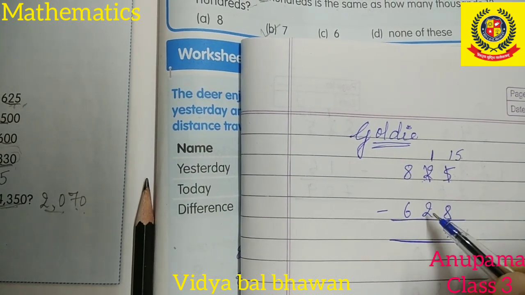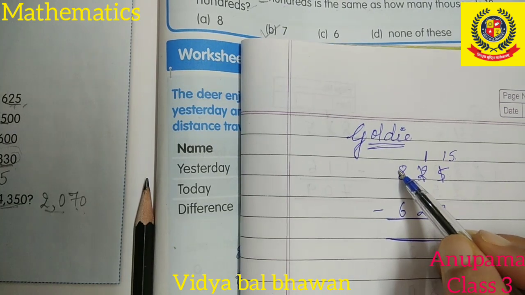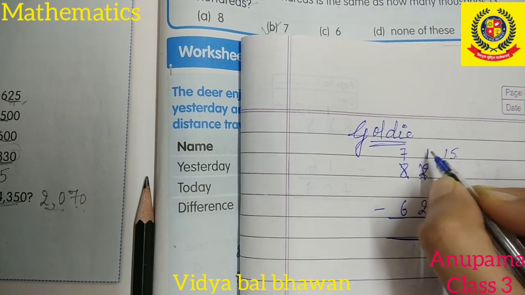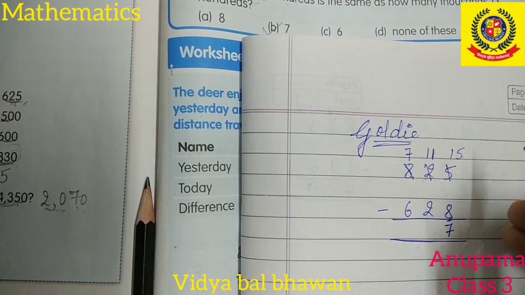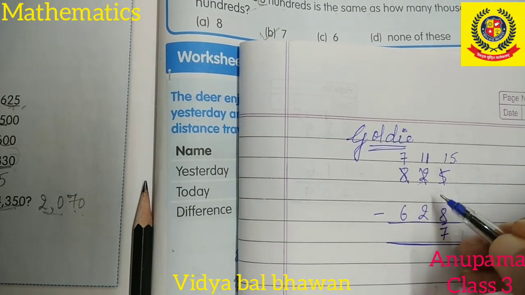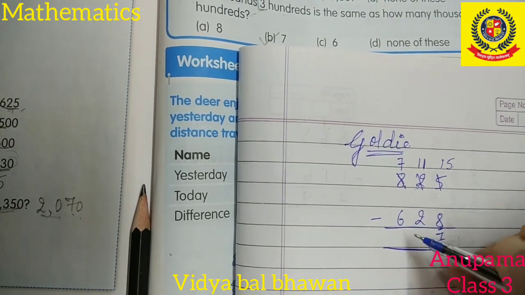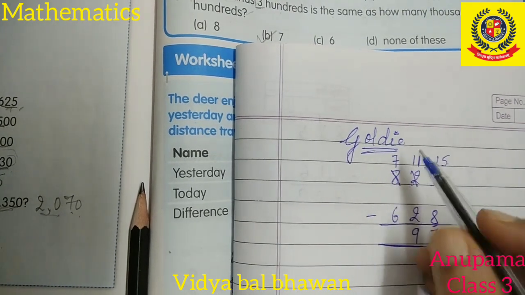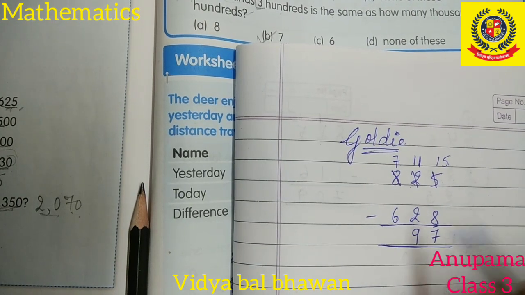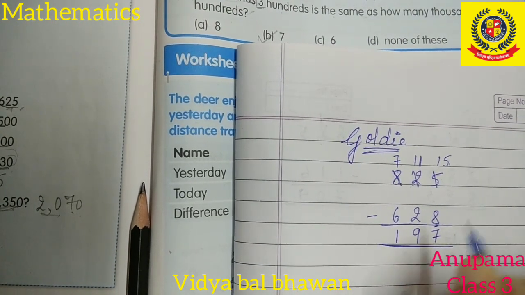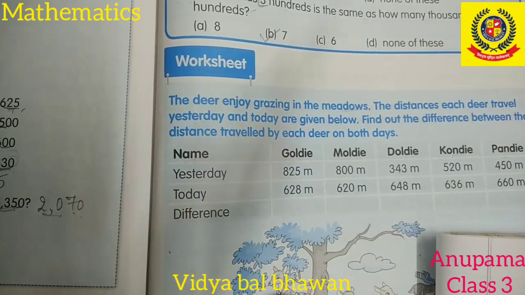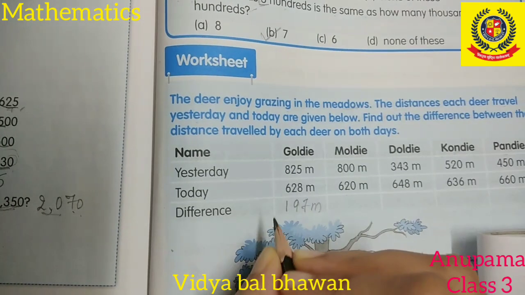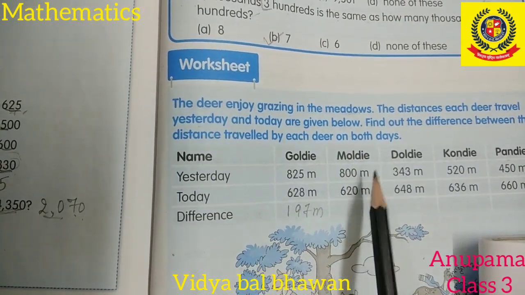Now 1. So 1 minus 2 is not possible. So we will borrow from 8. After giving 1, here is 7 left and it will become 11. Now 11 minus 2. So again start backward counting from 11. 11, 10. Answer is 9. So right here 9 and here is 7 left. So 7 minus 6, that is 1. So 197. So the difference is 197 meters.